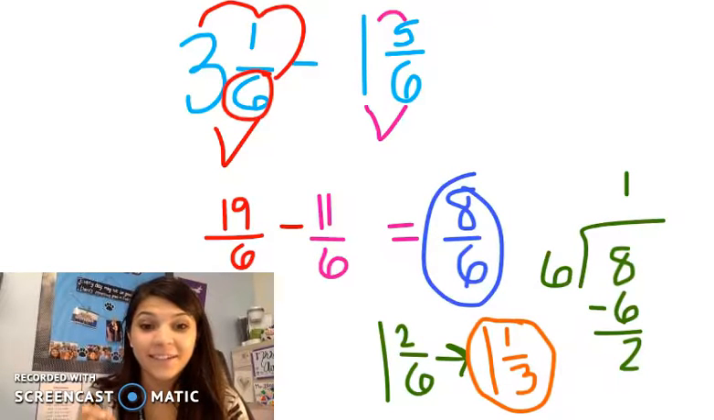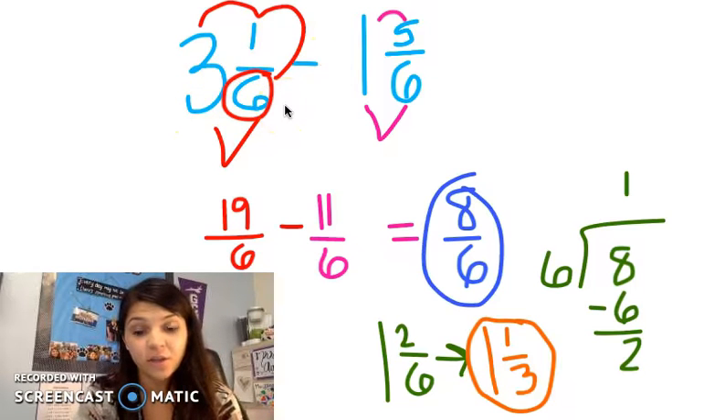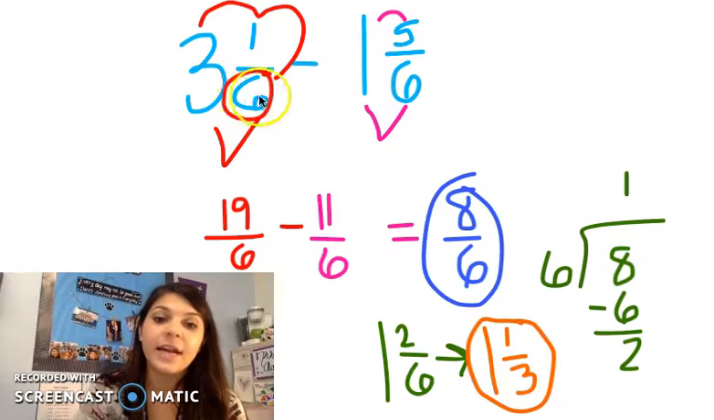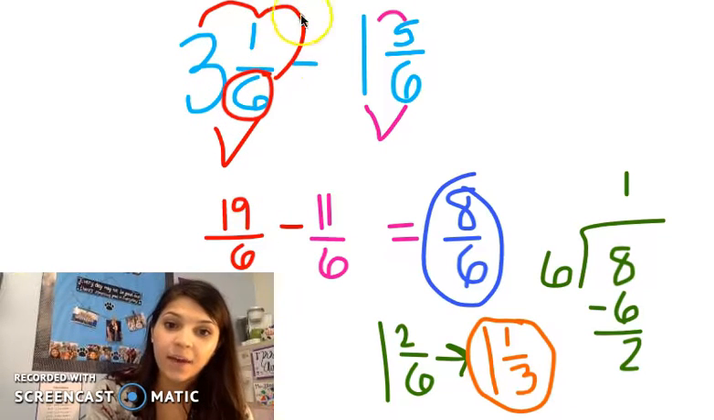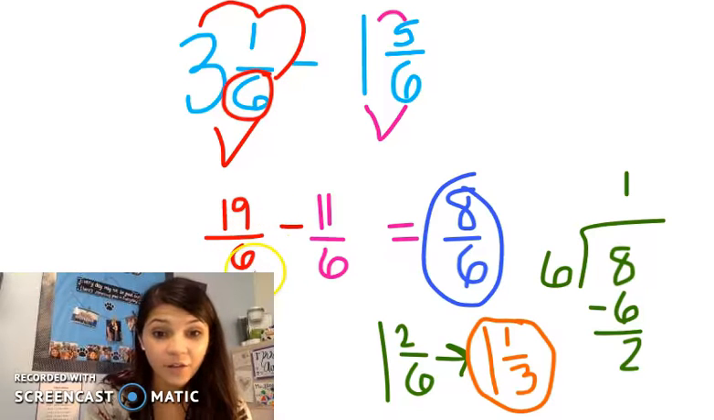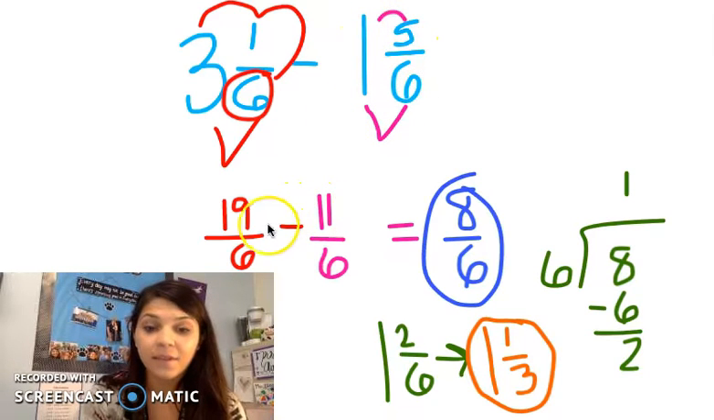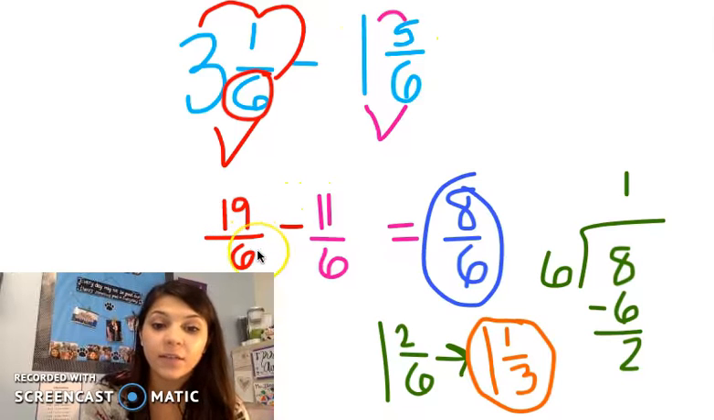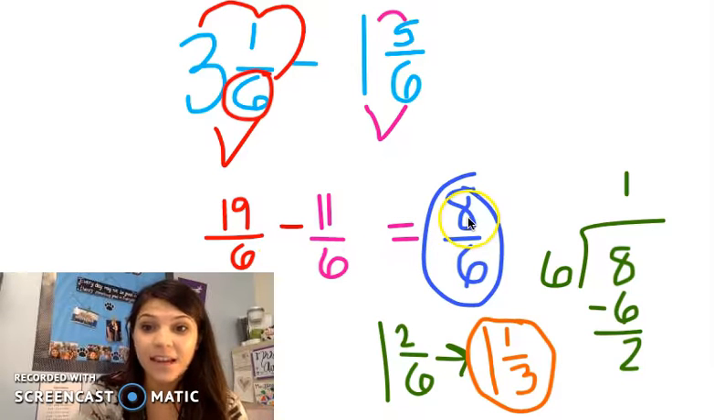All right, let's go over that answer. So if you did what you're supposed to do, you should have done either the circle or the heart to convert this mixed fraction into an improper fraction. So we had 6 times 3, which is 18, plus 1 would give us 19, and I brought it back around to put it over our denominator of 6. And then we had to do the same thing to this side. So 6 times 1 is 6, plus 5 is 11. So we have 19 over 6 minus 11 over 6 will give us 8 over 6.